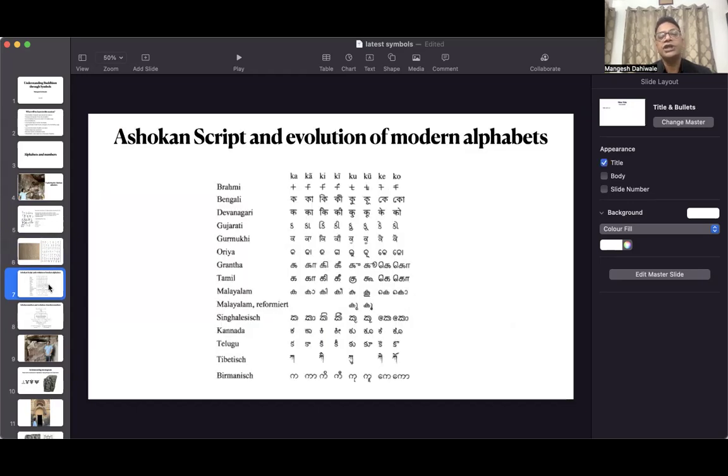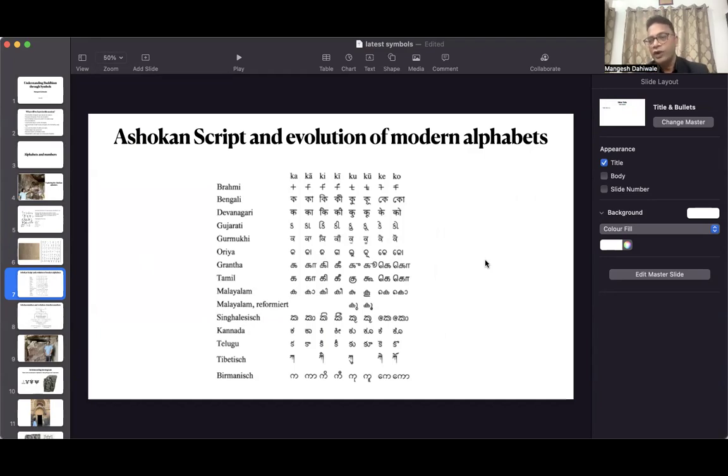So this chart shows the evolution of the modern Indian scripts, but they are not just modern Indian scripts. As you can see from here, the Sinhala script is also derived from the Ashokan script. And you can also find that the Bengali script, Devanagari script, Gujarati script, Tamil, Telugu script, they are all derived from the Ashokan script.